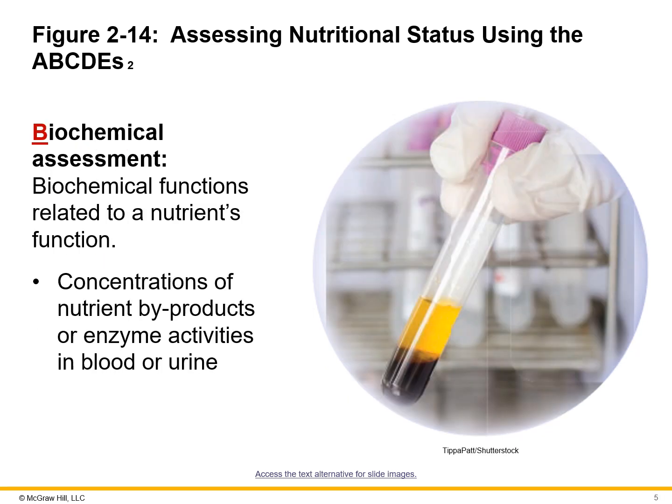nutritional status. So B stands for biochemical assessment, and this is where we get into some deeper analysis. This is looking at the functions related to nutrient function. So concentrations of nutrient byproducts or enzyme activity would be measured in the blood or urine to see, say, if somebody has a high metabolism or low metabolism. So these biochemical assessments can look at the different enzymes involved in nutrition and how active or inactive they may be.